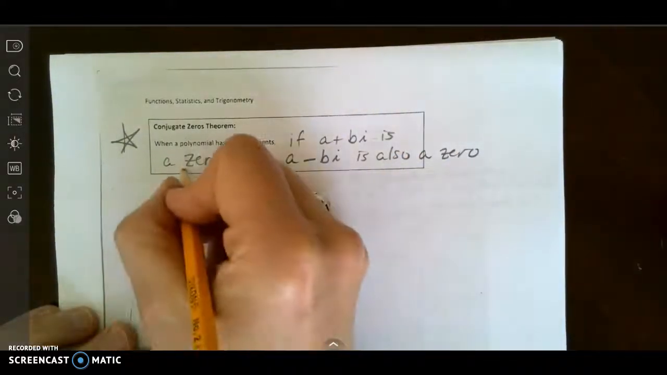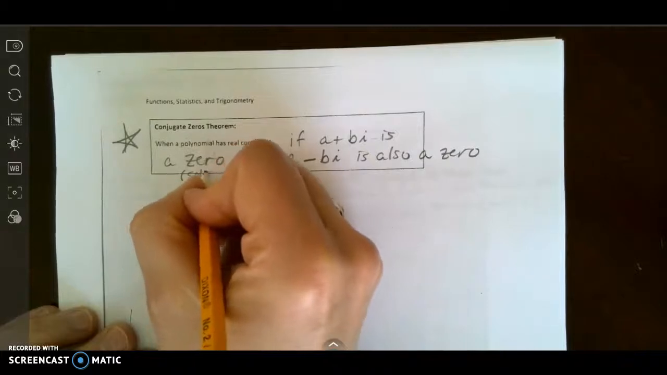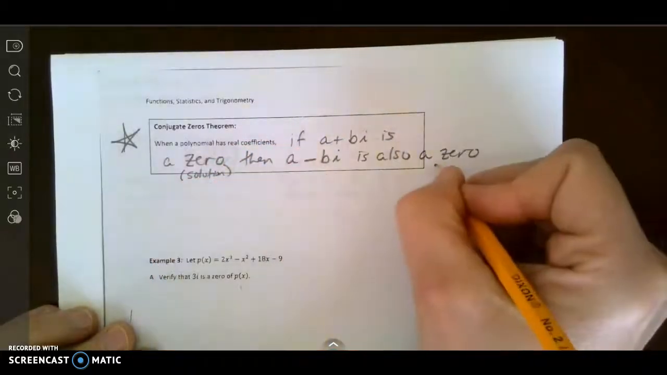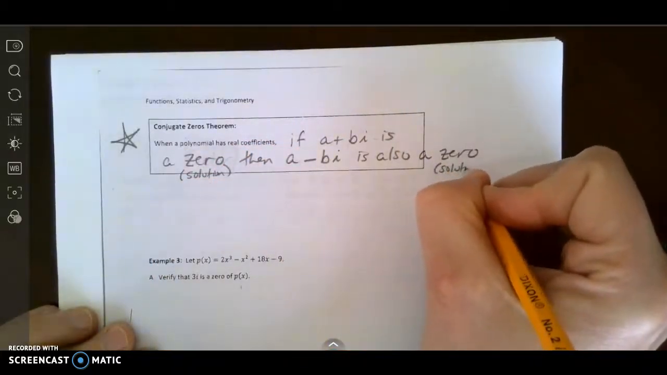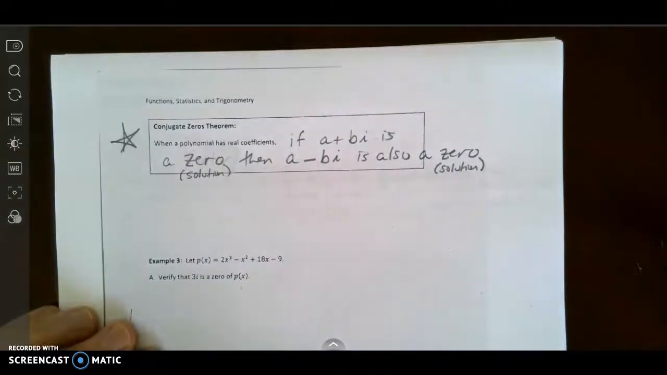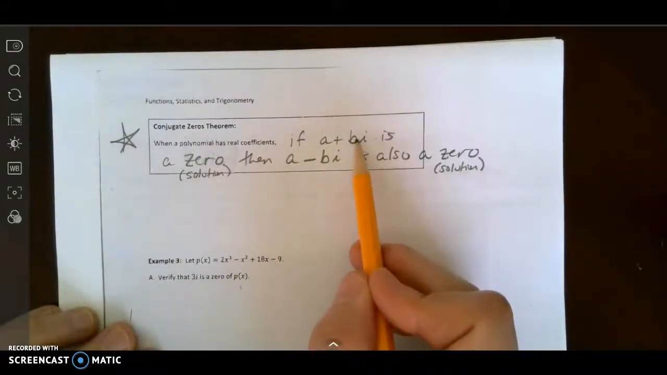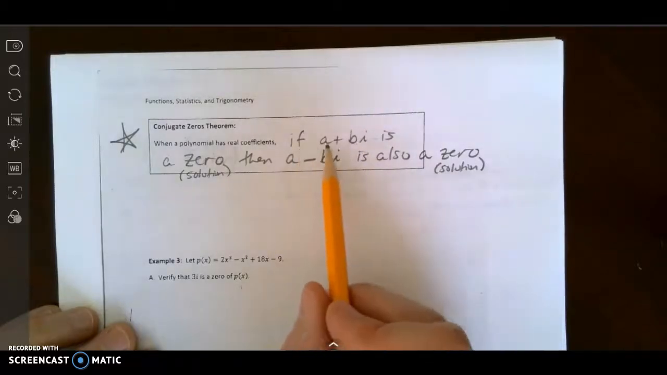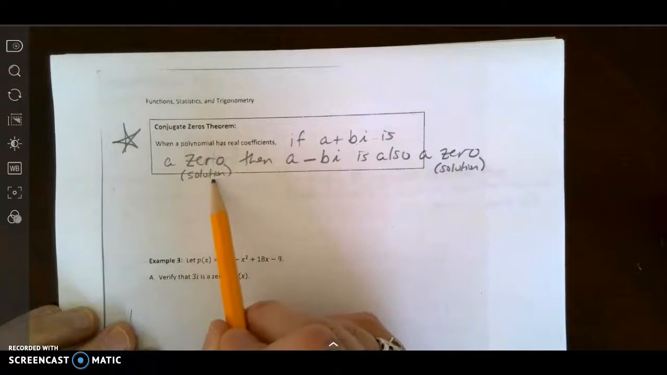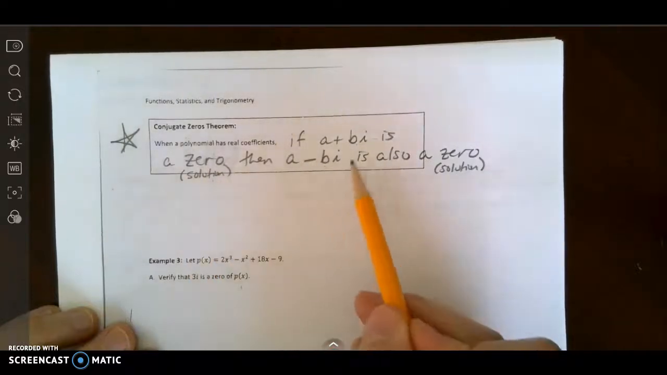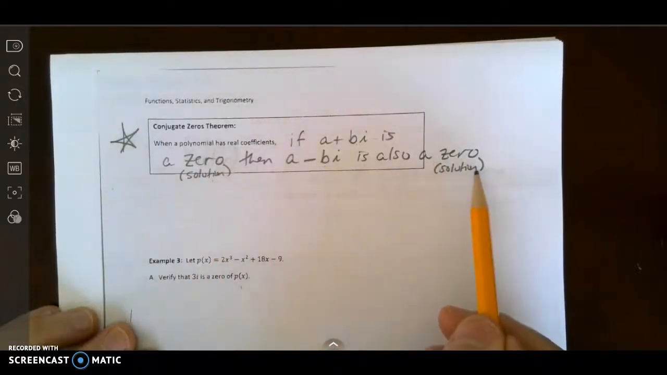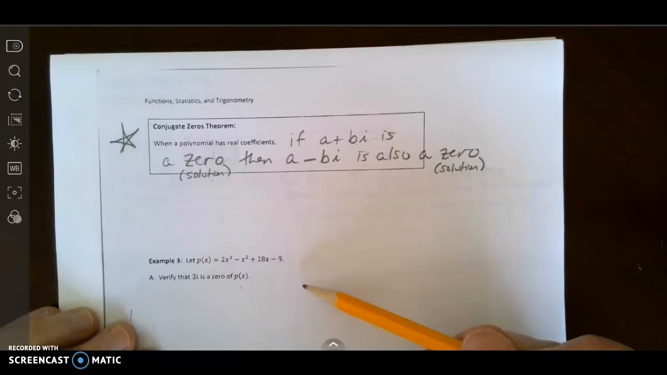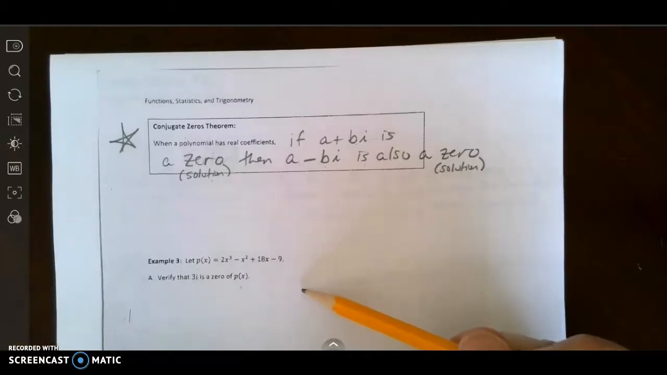We could substitute the word solution here. We can't substitute the word x-intercept because a plus bi is complex, so it's not on the x-axis. But if a plus bi is a 0 or solution, then a minus bi is also a 0 or solution. So let's see why this is so important.